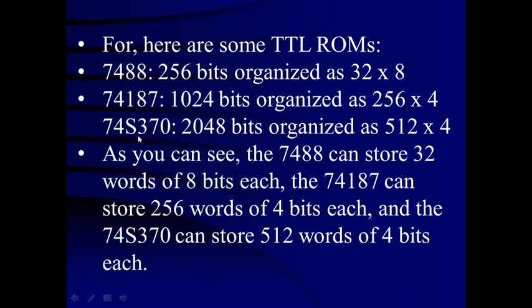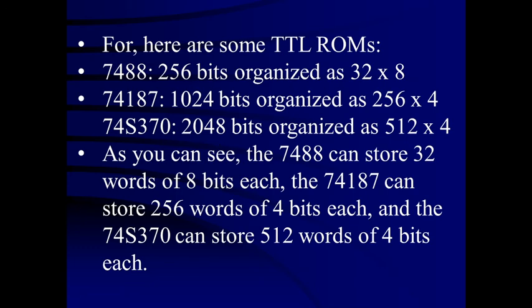There is one more IC given to you, 74S370. This is 74 Schottky TTL, which has 2048 bits organized as 512 multiplied by 4. So there are 512 address lines, and a 4-bit number is going to be stored at each. That means 512 words of length 4 bits, that is nibbles, can be stored in this particular IC. So this is a 2-kilobit IC.